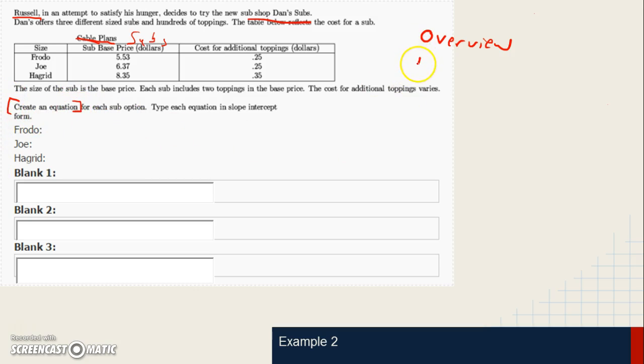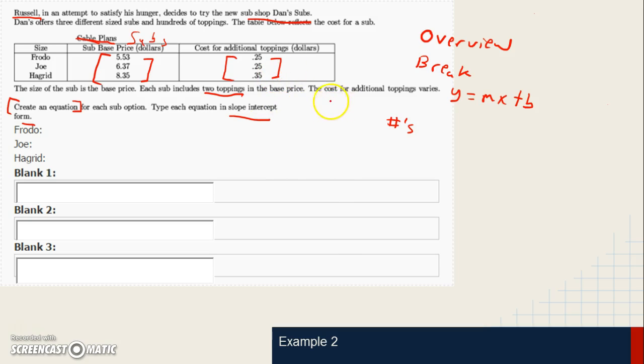So now we can get to the break it down part. And when we break it down, what we're going to do is identify the model. Well, the model, again, was kind of already identified for us. We know that we're going to use slope-intercept form, so we're operating with y equals mx plus b. And now we're going to identify what the numbers are. Well, there's 2 tables of numbers, and this first column we're talking about the base price of the sub. So if I want to buy a Hagrid sub, I know that I'm going to have to pay $8.35, and included in that price, remember, we got 2 free toppings. And then the second column of numbers, this cost for additional toppings.